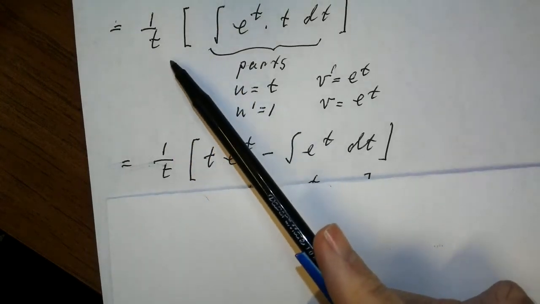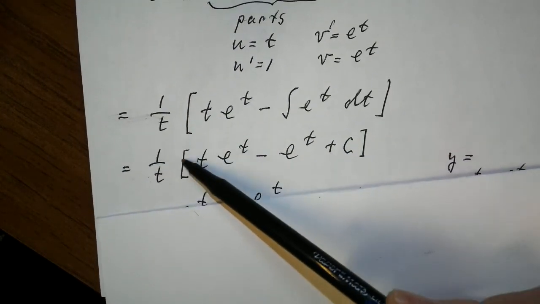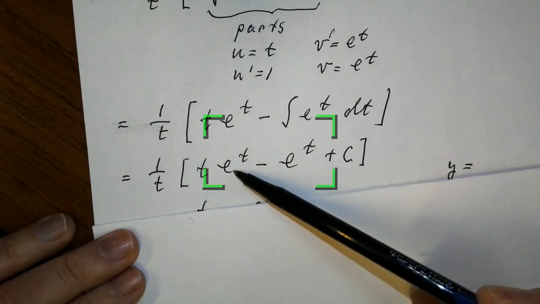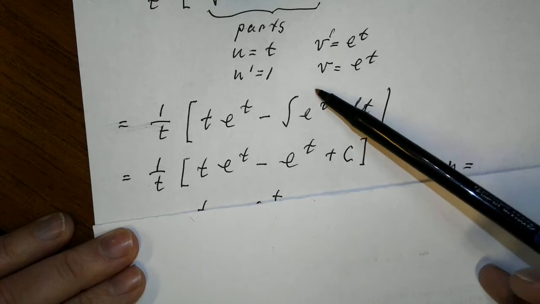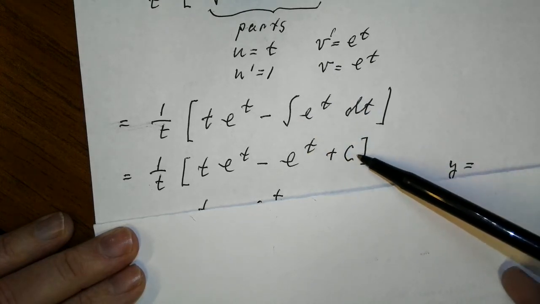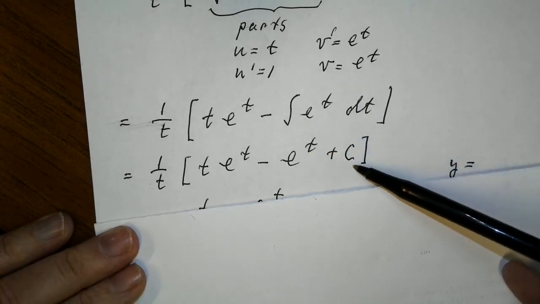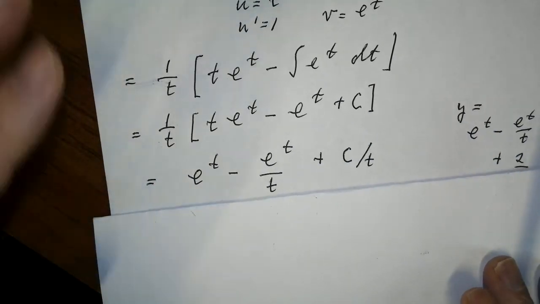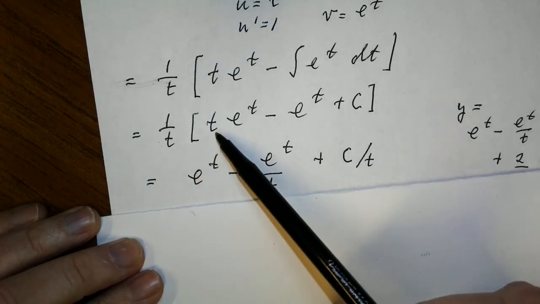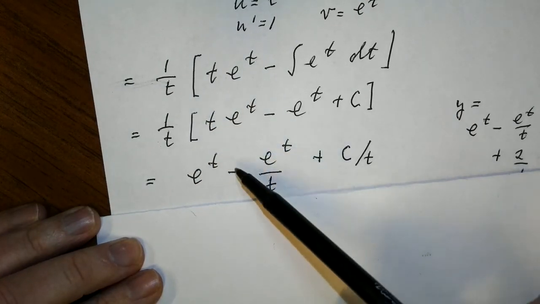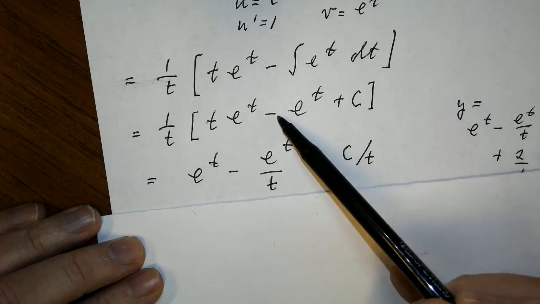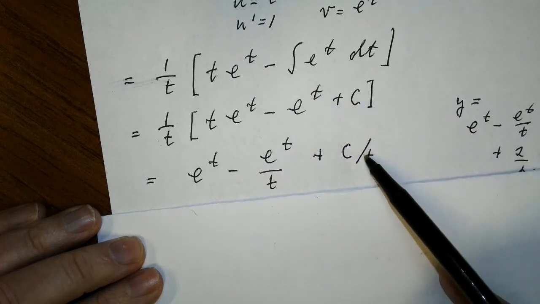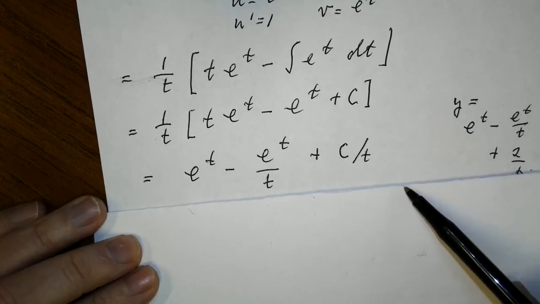Now we still have that 1 over t out in front. So we have 1 over t, t e^t, and then we subtract the integral of e^t, which is e^t. And now we have this constant of integration. And again, that's inside the brackets. So if we expand, 1 over t times t e^t is e^t, and then we have minus e^t over t plus c times 1 over t, or c over t.